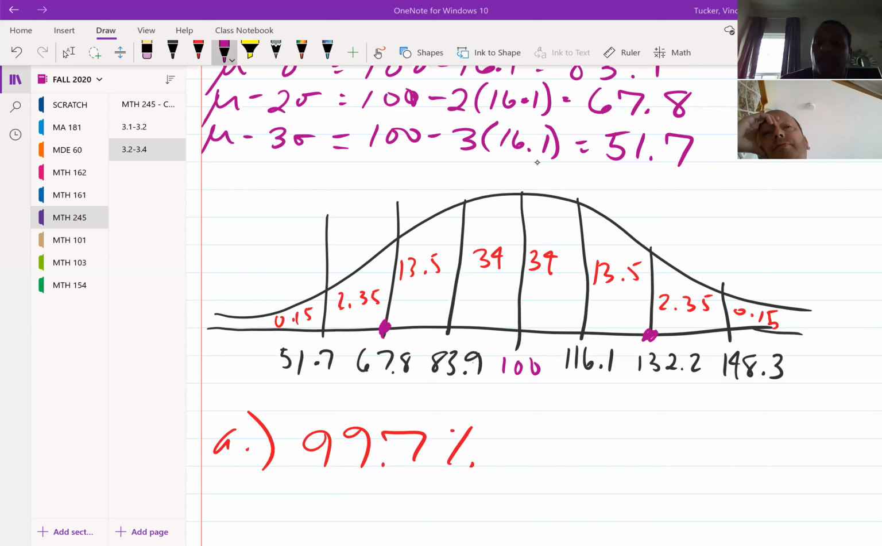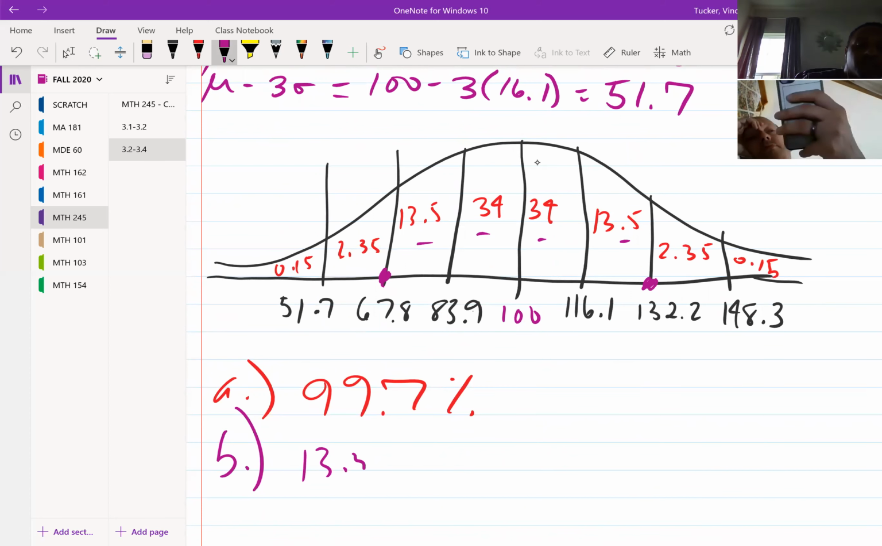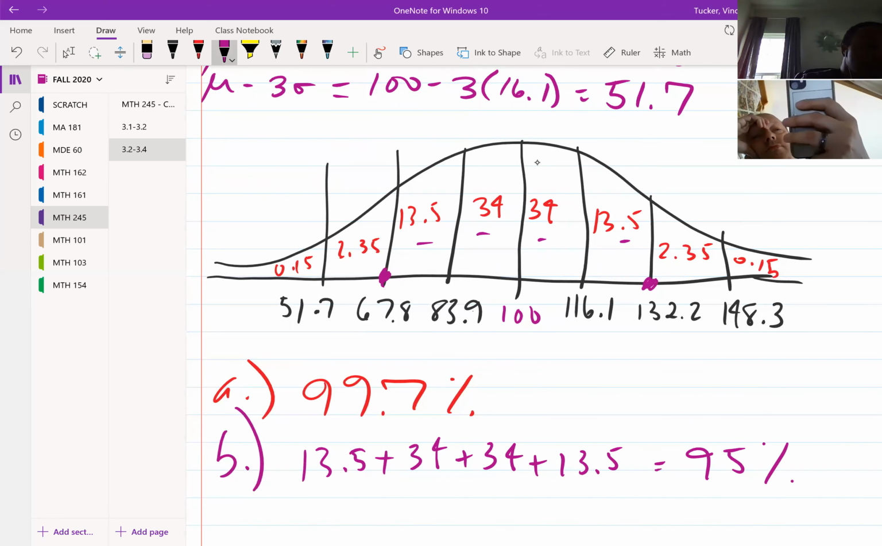For 67.8 and 132.2, all you would do is add up the data values. Even if you don't remember the relationship the empirical rule sets up, you can add up your percentages, and B would be 95%. Also, the empirical rule states that if you're within 2 standard deviations of your mean, it would be 95% of your data. So that's another way you could have done it.